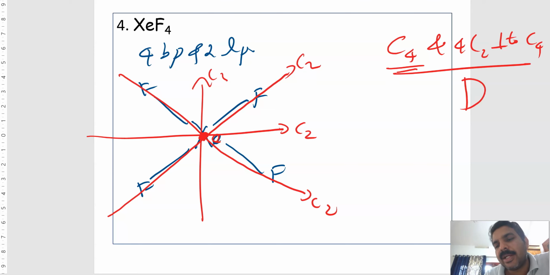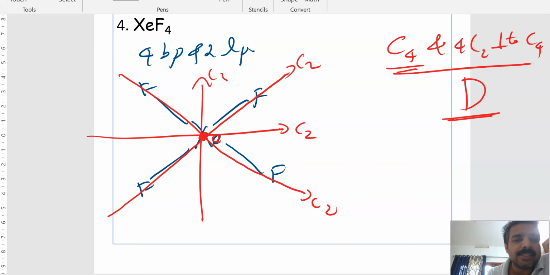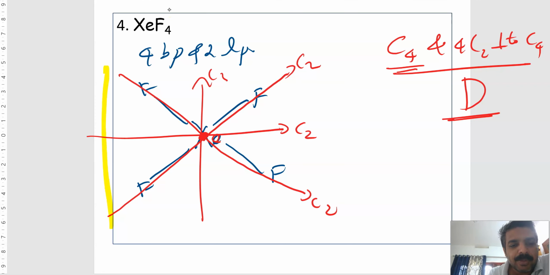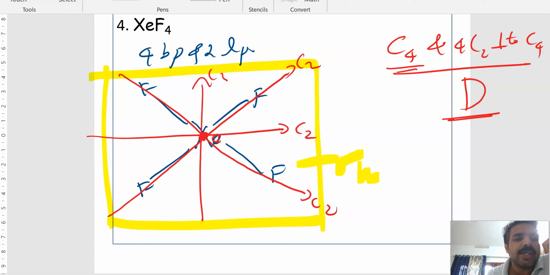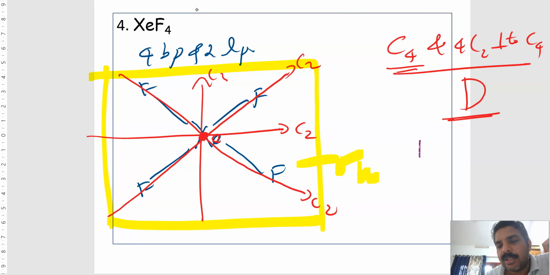So it belongs to D category. Then it's a planar molecule, of course, as in the case of the previous example, the molecule has a sigma h plane because it is a planar molecule. So the point group, of course, you can easily say the point group will be D4H.